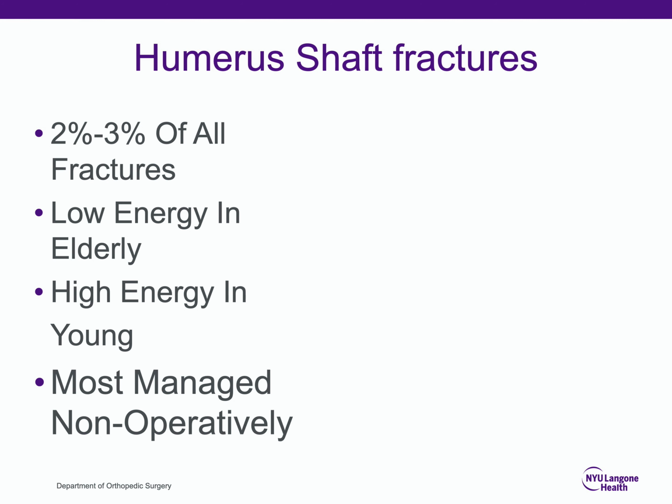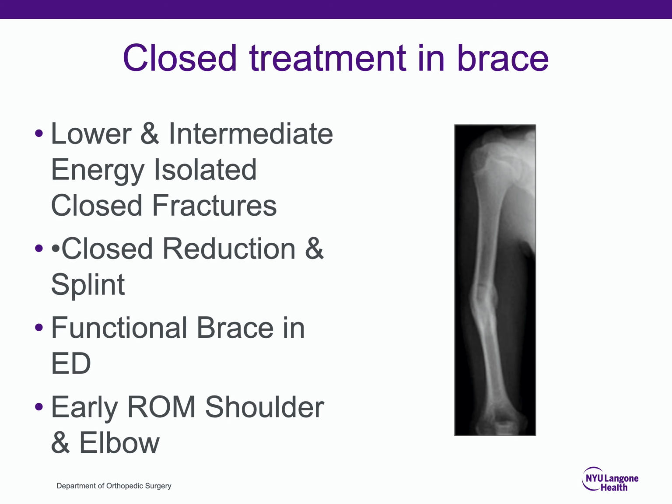Now let's talk about humerus shaft fractures. They represent 2 to 3% of all fractures. They range from low energy to high energy, a classic bimodal distribution. And most of the fractures are actually managed non-operatively in a functional brace, which can be applied as soon as the day of injury in the emergency room.